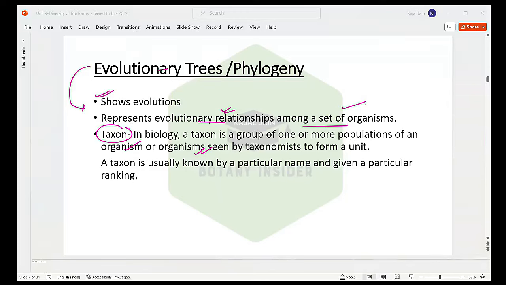That is, when a taxonomist, the person actually concerned with this scenario, keeps a specific organism or many populations of similar types of organisms in the same group, we call this group, which has one or more populations of organisms kept together as a unit, a taxon. It is usually known by a particular name and a particular given ranking. That is, a taxon can be on the rank of class, order, genus, etc., right?